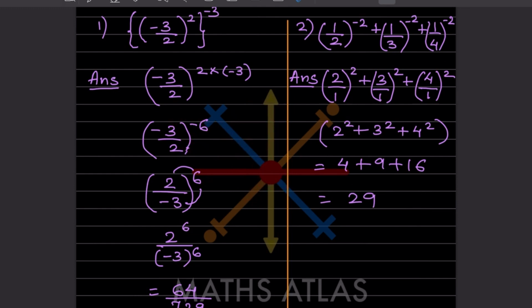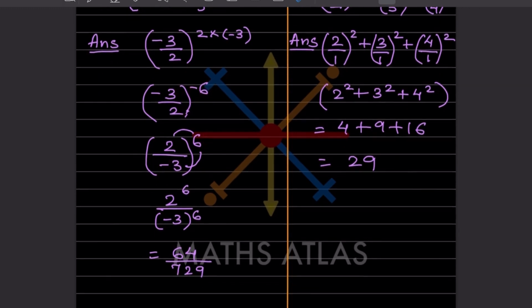For this one, first thing we have to do, this is the negative exponent. So we have to make it positive. So whenever we want to make it positive, what do we do? We flip over this one. So 2 and this minus 3, whatever is inside will remain the same, but whatever is in the exponent will become positive. So now this into this, that is a b raised to m, that will be a raised to m, b raised to m.